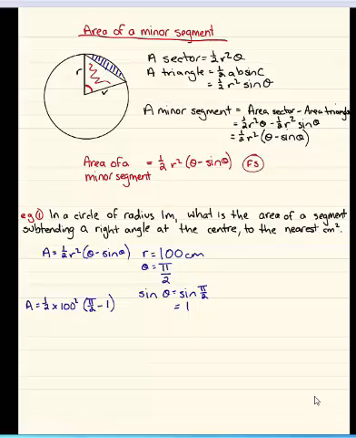So into your calculator, because they want it to the nearest centimetre squared, so I don't want the exact answer. So that goes into your calculator. You end up with 2,854 centimetres squared. So that's how you do the area of a minor segment.